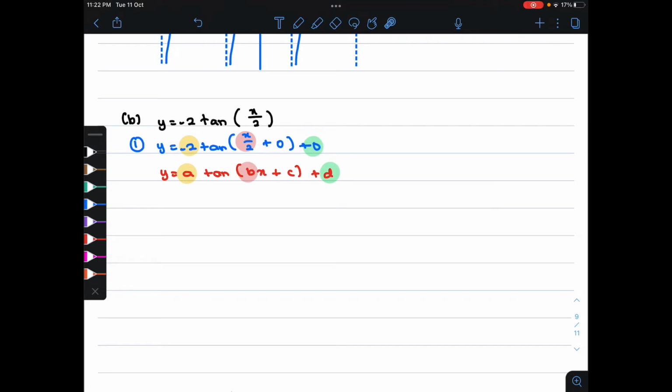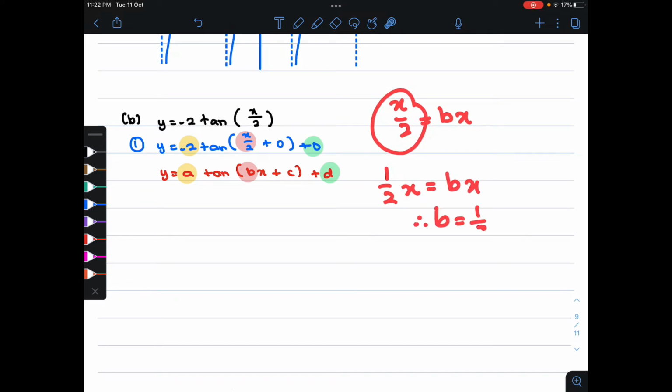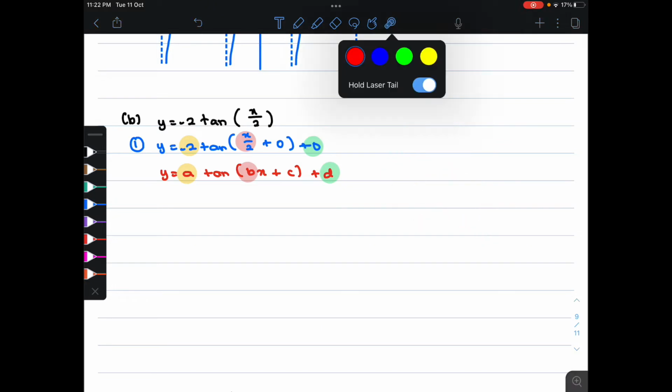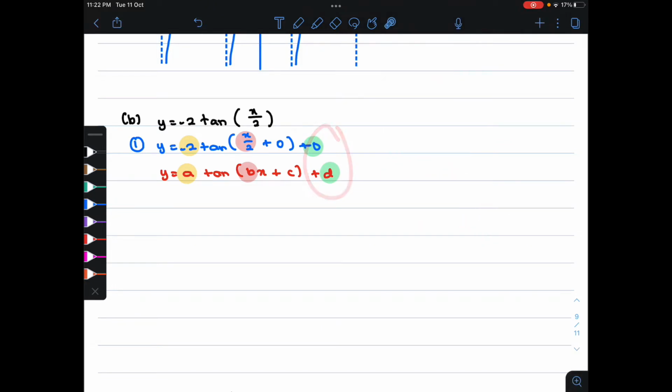So just be careful. X over 2 is bx. So note that this is 1 over 2x, which is equal to bx. Therefore, b is 1 over 2, and d is 0. Therefore, ab will be -2 times 1 over 2, which is -1, and this is a negative value. Thus, our graph will look like this.